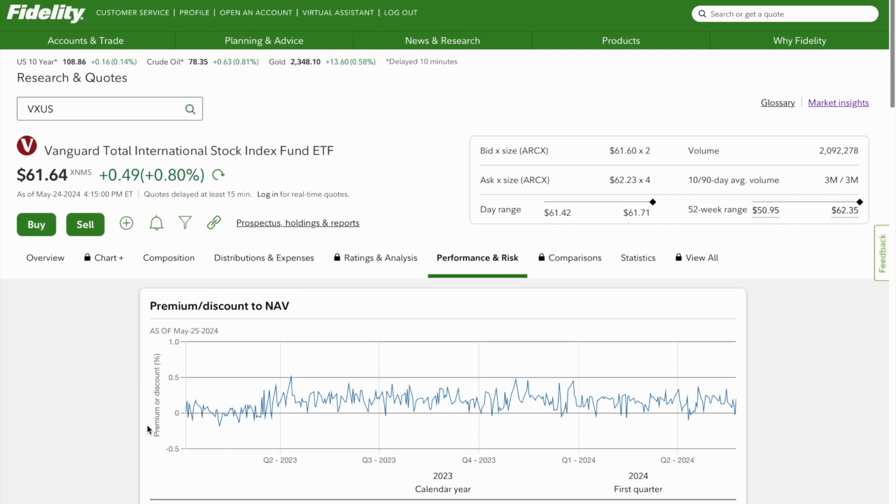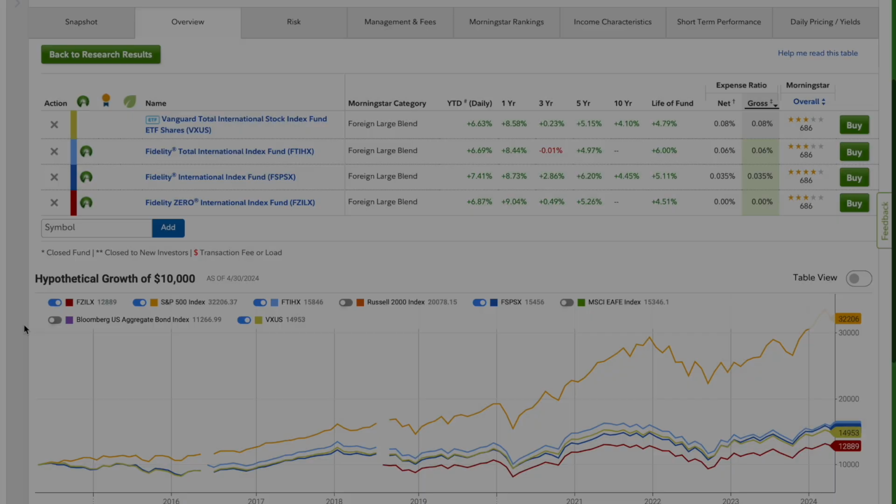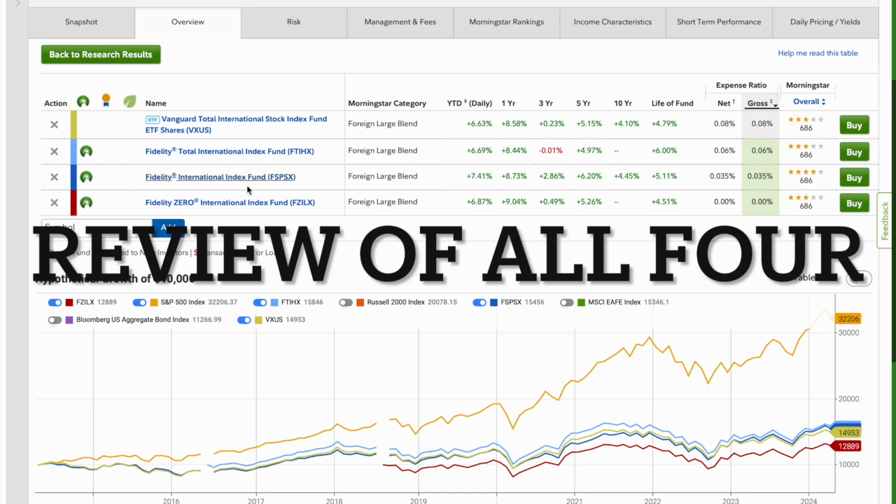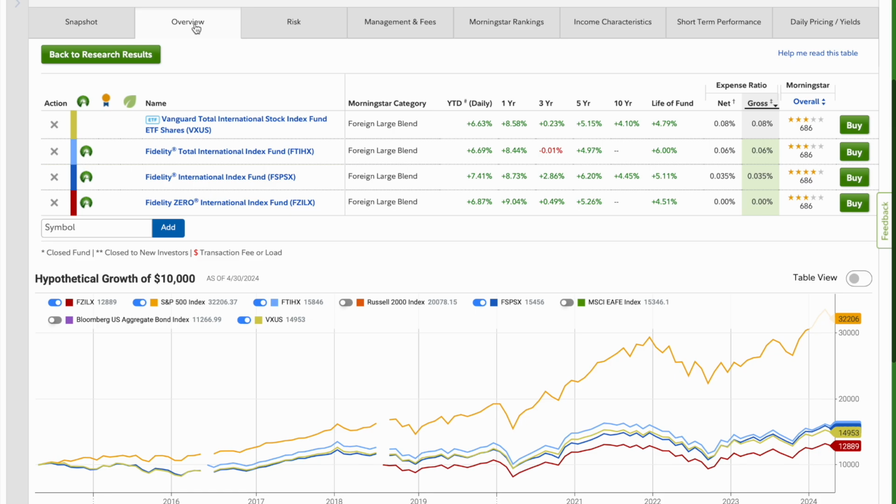That is why I'm going to give you my number one pick on which fund out of all 4 is the best one long term. Right here, you can see we have all 4 of these listed, and we're just going to compare the overview because I want you to be able to easily compare and see which one gets the biggest returns. FTIHX is my favorite one out of all of them. It's not the lowest expense ratio at 0.06% compared to 0.035 or the 0 expense ratio, but the overall returns of the life of the fund is 6%, but it's only been around for 5 years. So it's definitely something that you have to consider when you're going to pick that.